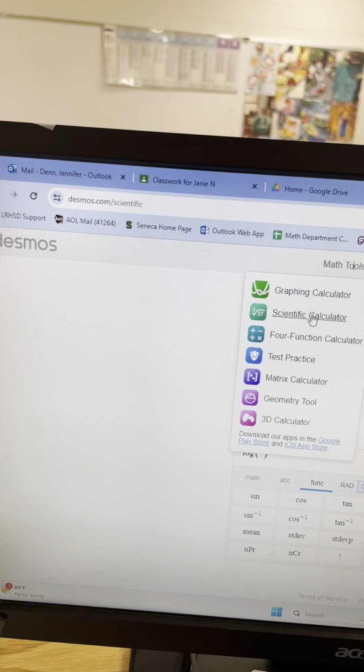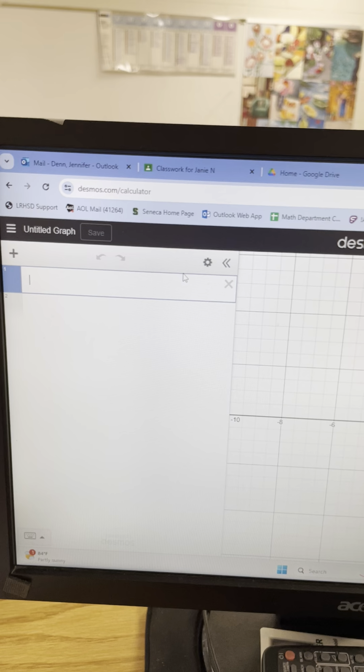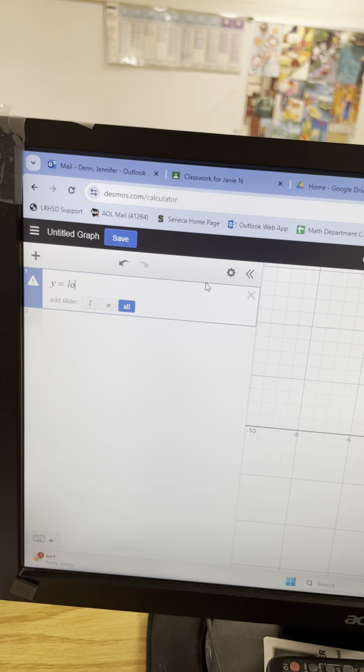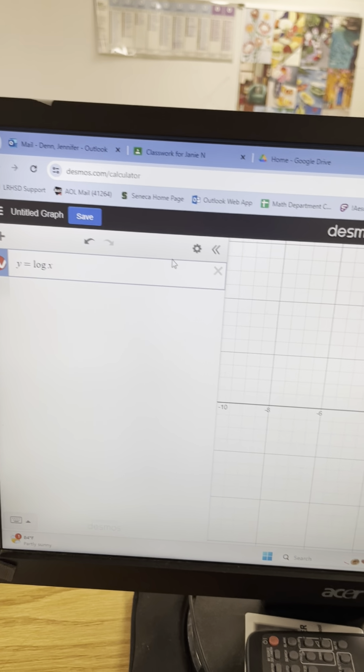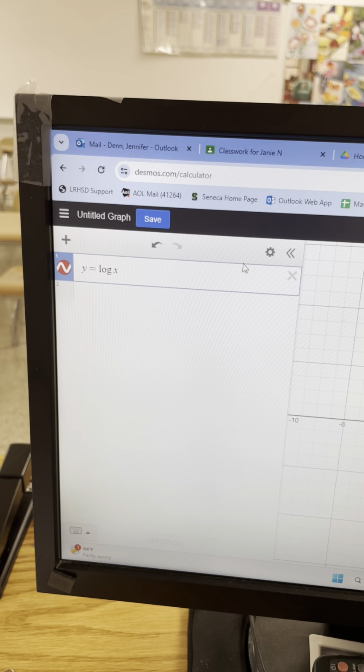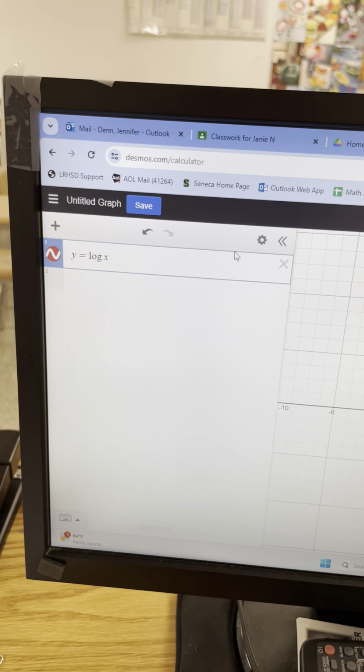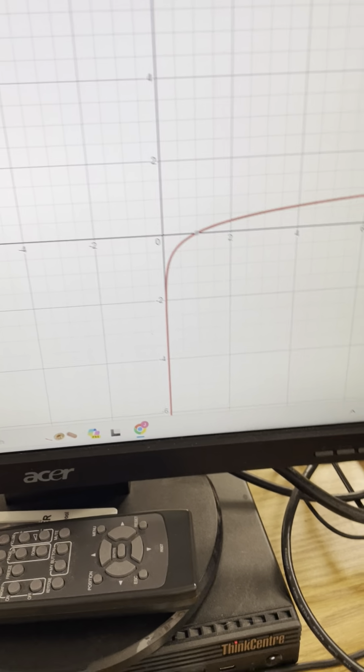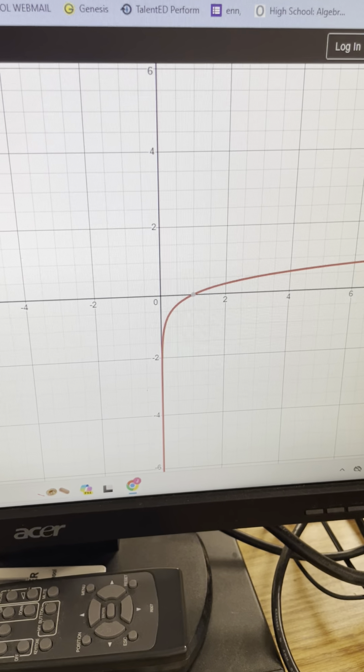Now we have Desmos still, so I'm going to open up that graphing calculator, and I'm going to put in y equals log of x. Now guess what? It doesn't matter what the base of it is. So no matter what the base is, you don't actually even have to put a base in. They're all going to basically look the same. So here's the picture of that.